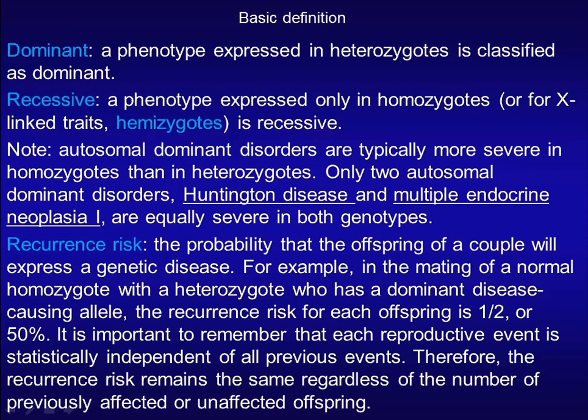Recurrence risk is the probability that the offspring of a couple will express a genetic disease. It is important to remember that each reproductive event is statistically independent of all previous events. Therefore, the recurrence risk remains the same regardless of the number of previously affected or unaffected offspring.